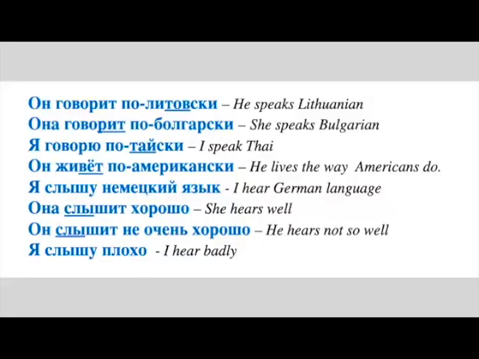Она говорит, она слышит. So now let's just look at the examples with more variations of the verbs, adverbs and pronouns that we just learned. Он говорит по-литовски. He speaks Lithuanian. Она говорит по-болгарски. She speaks Bulgarian. Я говорю по-тайски. I speak Thai. This is not true, but still. Он живет по-американски. He lives the American way.